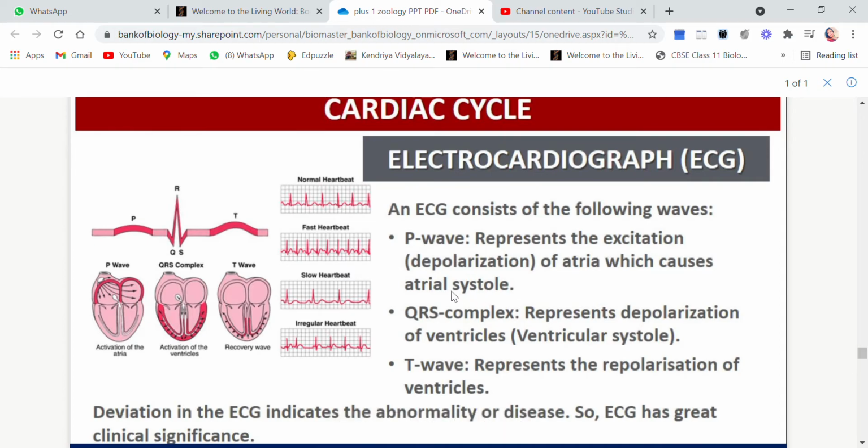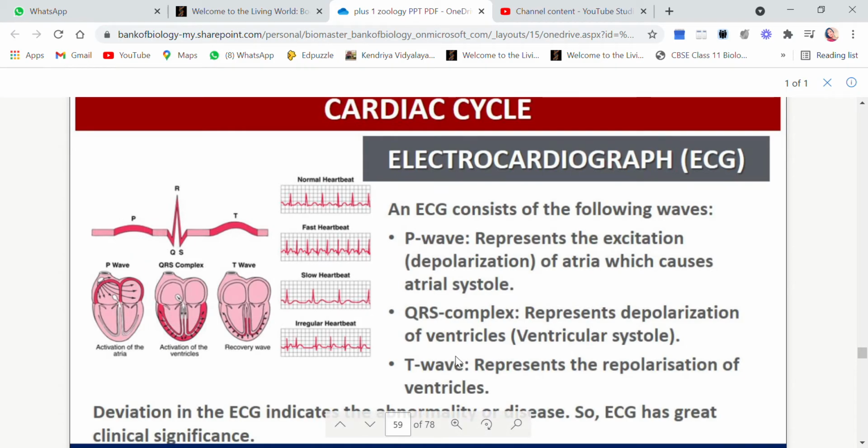That means all the four chambers are relaxed. But then the SAN produces a stimulus, and both the atria are contracted, which is called atrial systole. So the P wave gives us the message that the atria have been contracted. The excitation of this atrial systole is represented by the P wave.